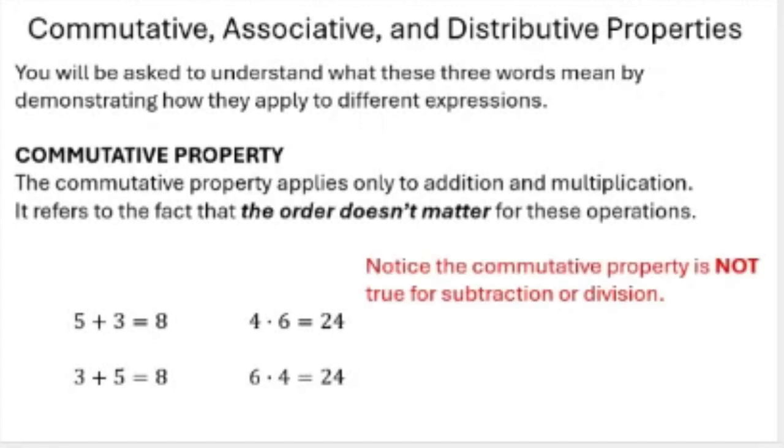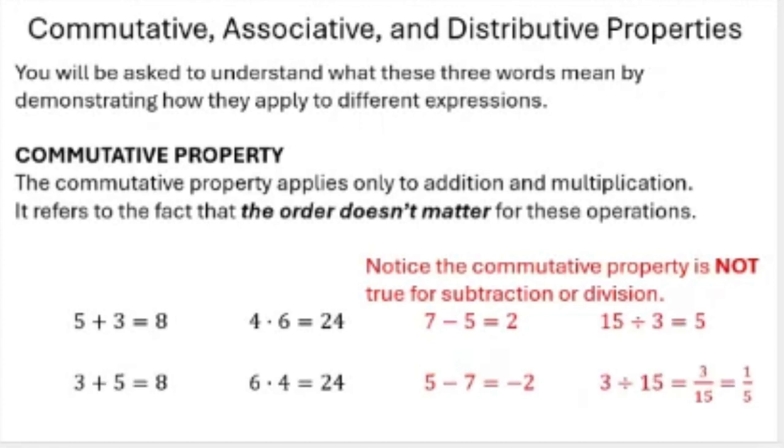And we want to notice, as we said, it's not true for subtraction or division. So there we have 7 minus 5 and 5 minus 7. They are not the same. 7 minus 5 is positive 2, and 5 minus 7 is negative 2. Not true. 15 divided by 3 is 5, and 3 divided by 15, well, that's a fraction, 3/15, or 1/5. So commutative property: true for addition, true for multiplication, not true for subtraction, not true for division.